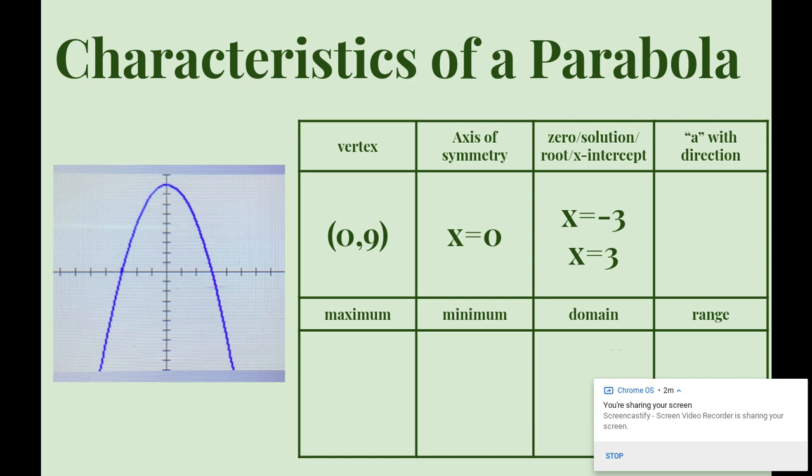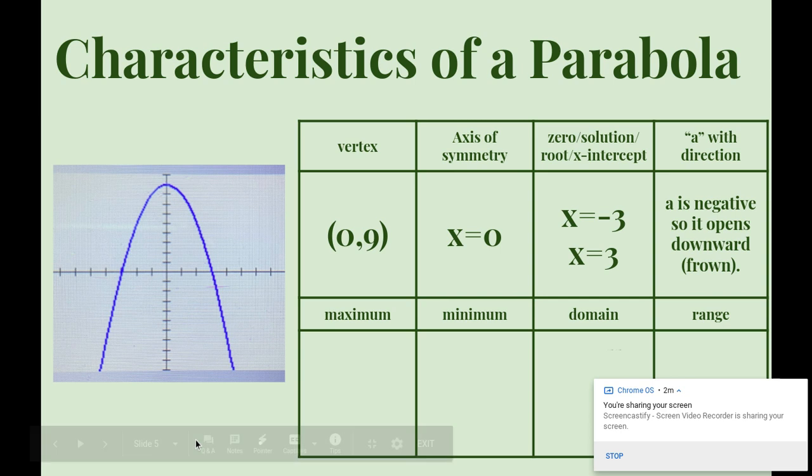The next part says A with direction. So our A means is it positive or negative? Okay, we can tell that by how this is opening. Since we have a frown here, we know the sign of A is going to be negative. So A is negative, so we're going to open downward, frown. Okay, when something negative happens to you, it usually makes you sad. When you're sad, you frown. So when A is negative, it opens downward, which is a frown.